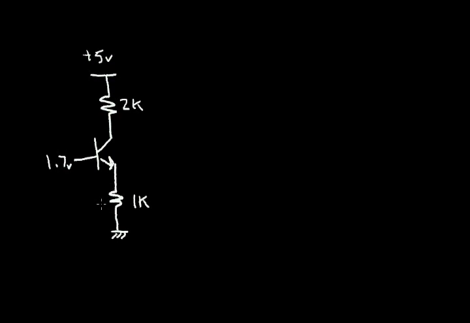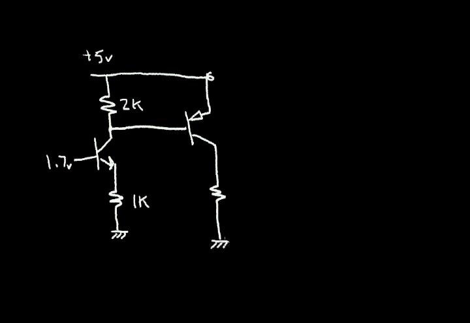Let's add a PNP transistor. Let's connect the base of the PNP to the collector of the NPN. Let's connect the emitter up to the 5 volt power supply. And let's connect the collector to a load resistor that connects to ground. And let's make the load resistor 1 k ohm.